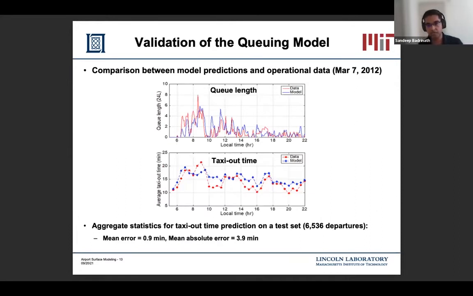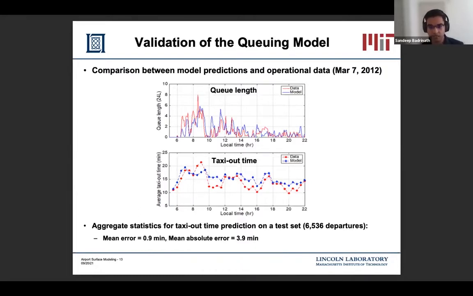Shown here is a comparison between model prediction and the operational data at LAX for a particular day from test data. The plot on the top shows the queue length for the departure runway 24L over the course of the day. And the plot below shows the taxi out time averaged over 30-minute intervals over the course of the day. The red is the data and blue is the model. Overall, you can see a good match between the data and the model.